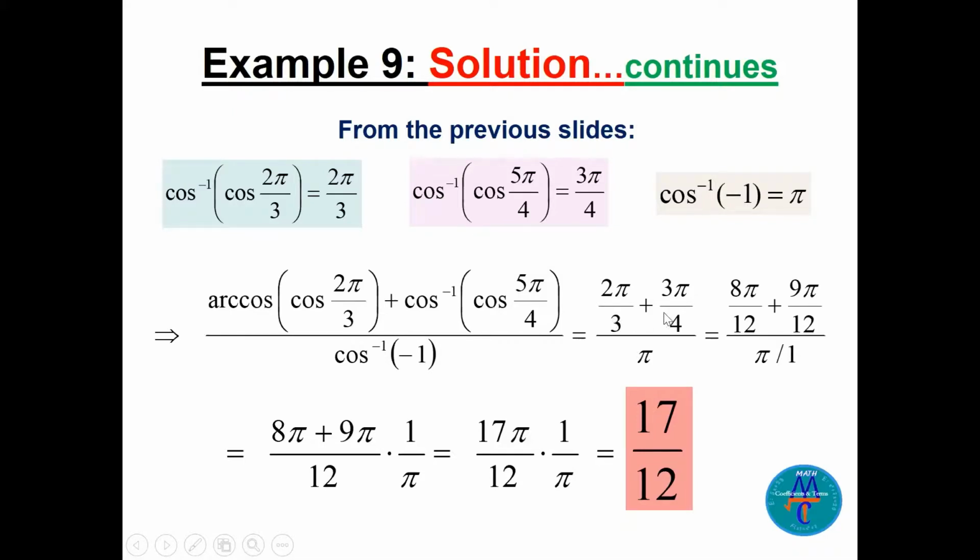So this is the LCD, 12. So it becomes 8 pi over 12 plus 9 pi over 12. Multiply here by 3, multiply here by 4. So when you add, you get 17 pi over 12. And this pi, multiply by the reciprocal, 1 over pi. So you cancel the pi, and the answer is 17 over 12.